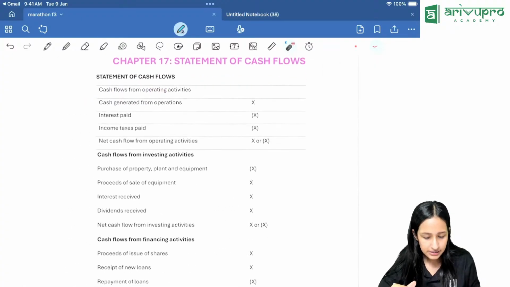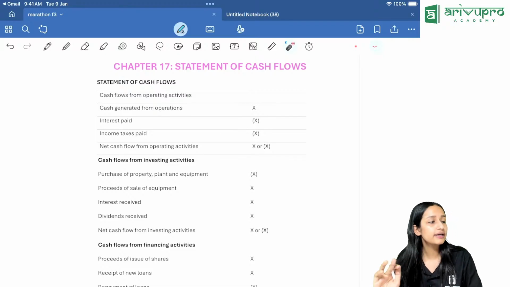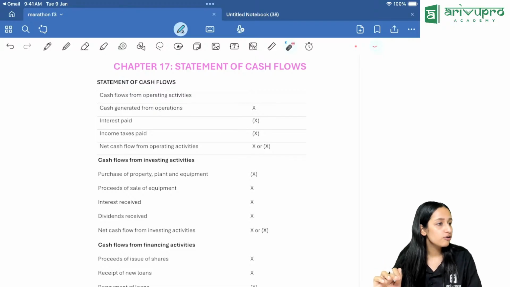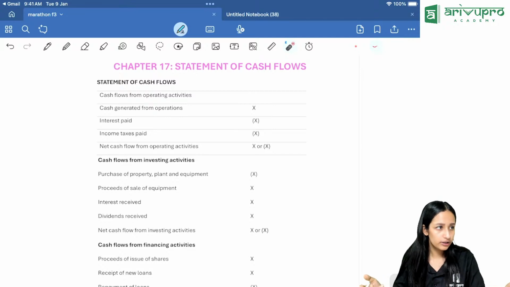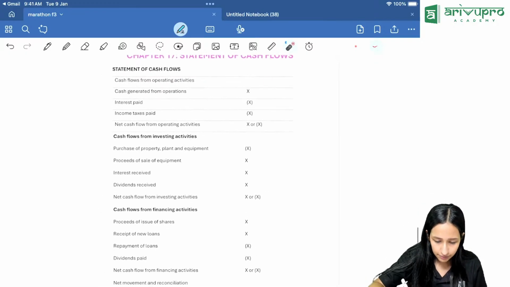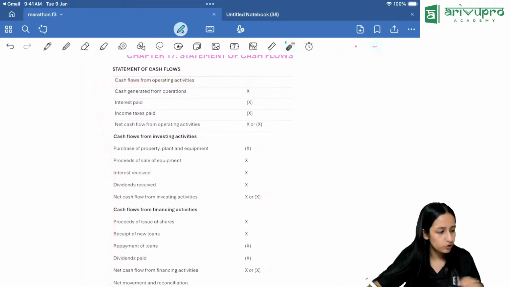Chapter number 17. This is a very important chapter. Why is it important? Because you will get a question for sure from this chapter. It's going to be one of your Section Bs. Section Bs are usually where they'll give you a question, a table, and certain blanks will be given, and you will need to fill in those blanks. That's the kind of question they will ask you for cash flows. Got it?